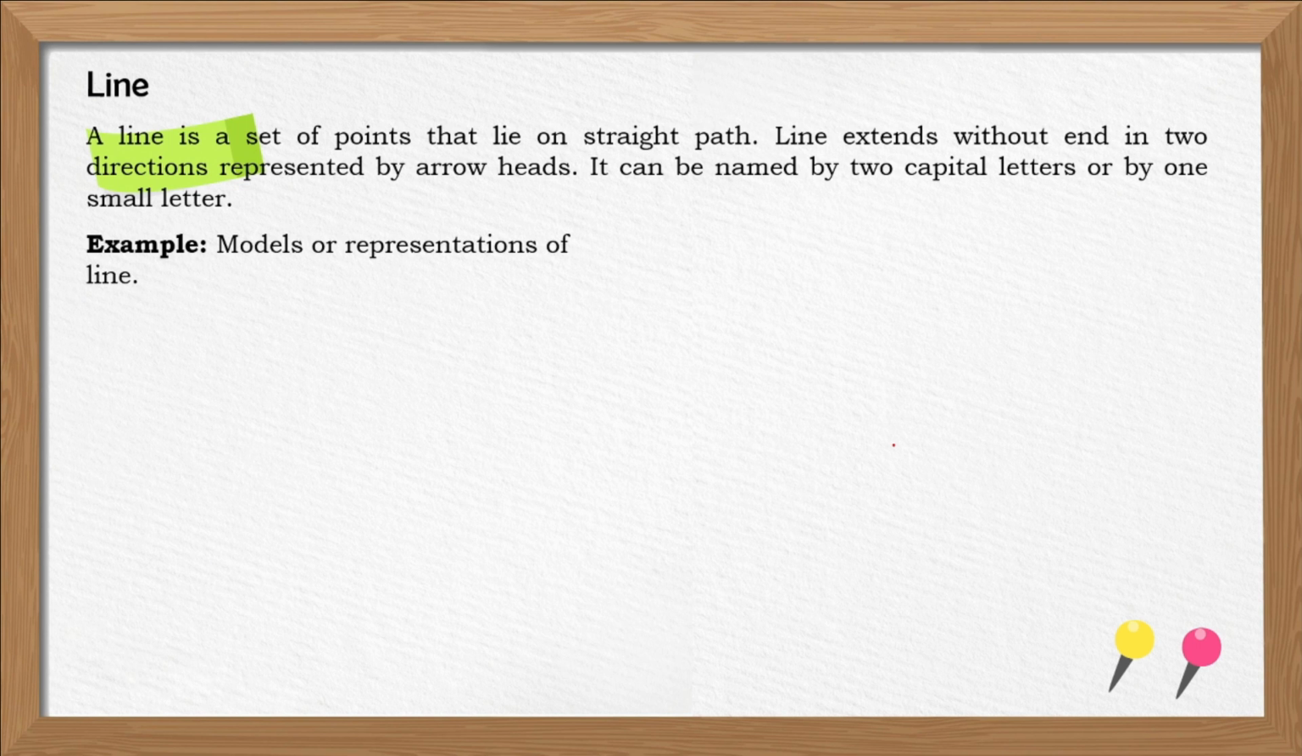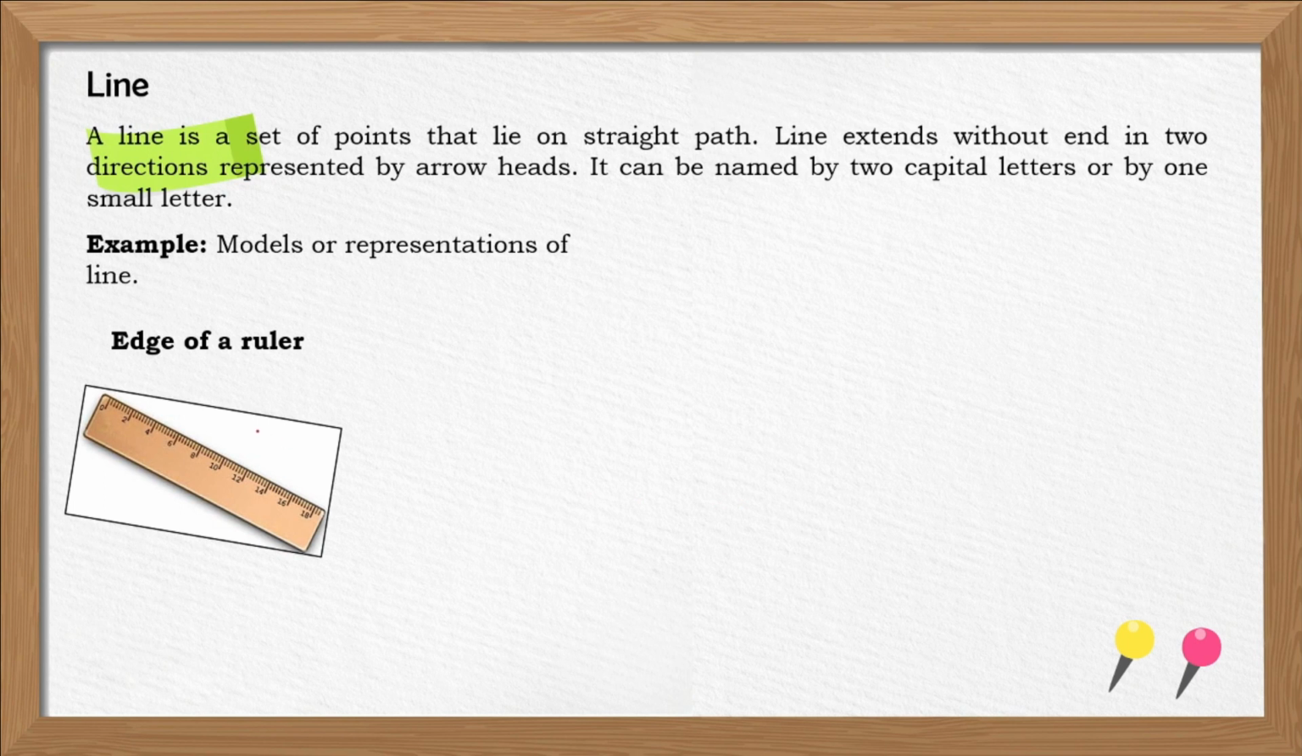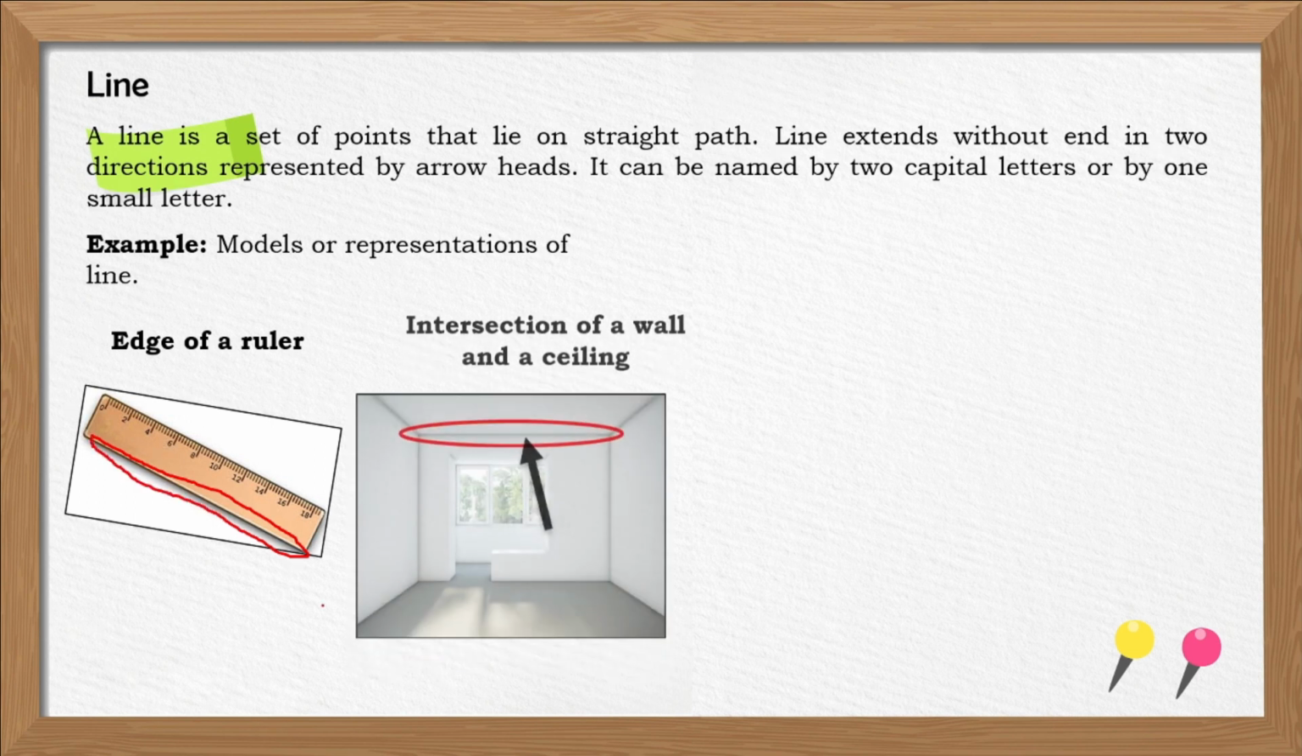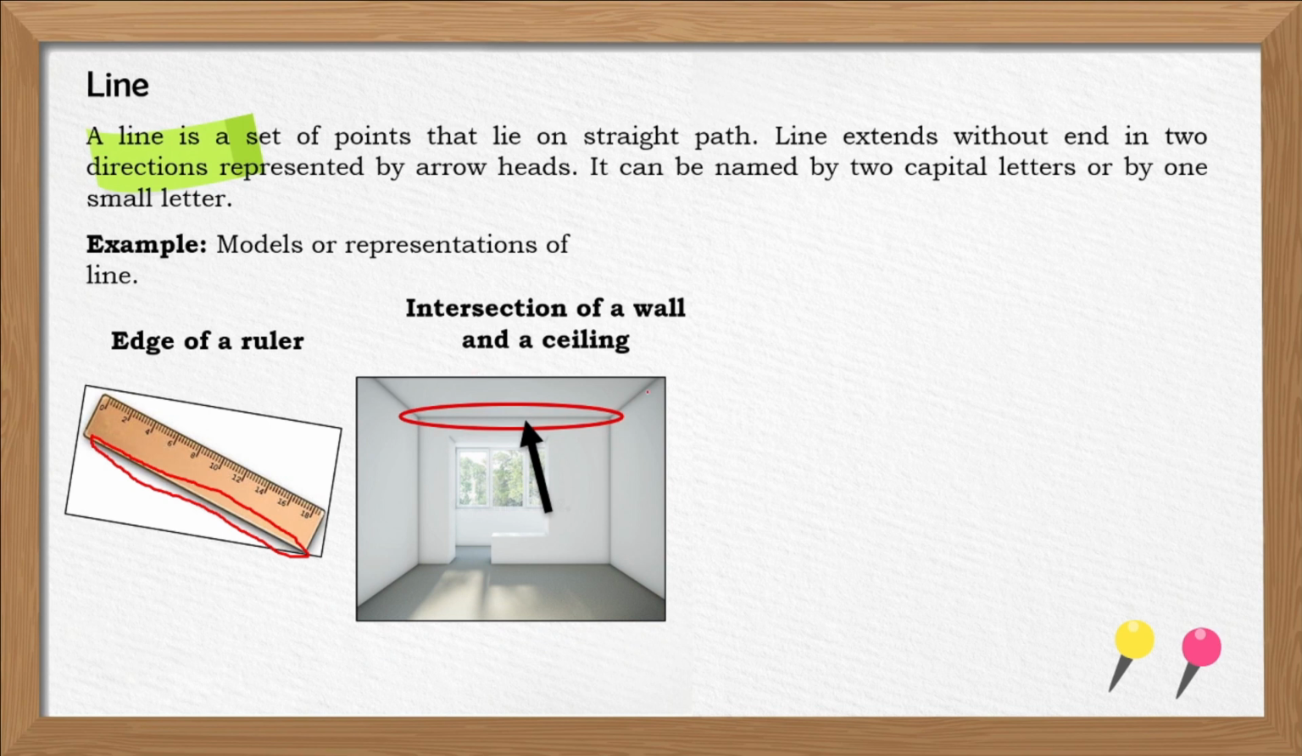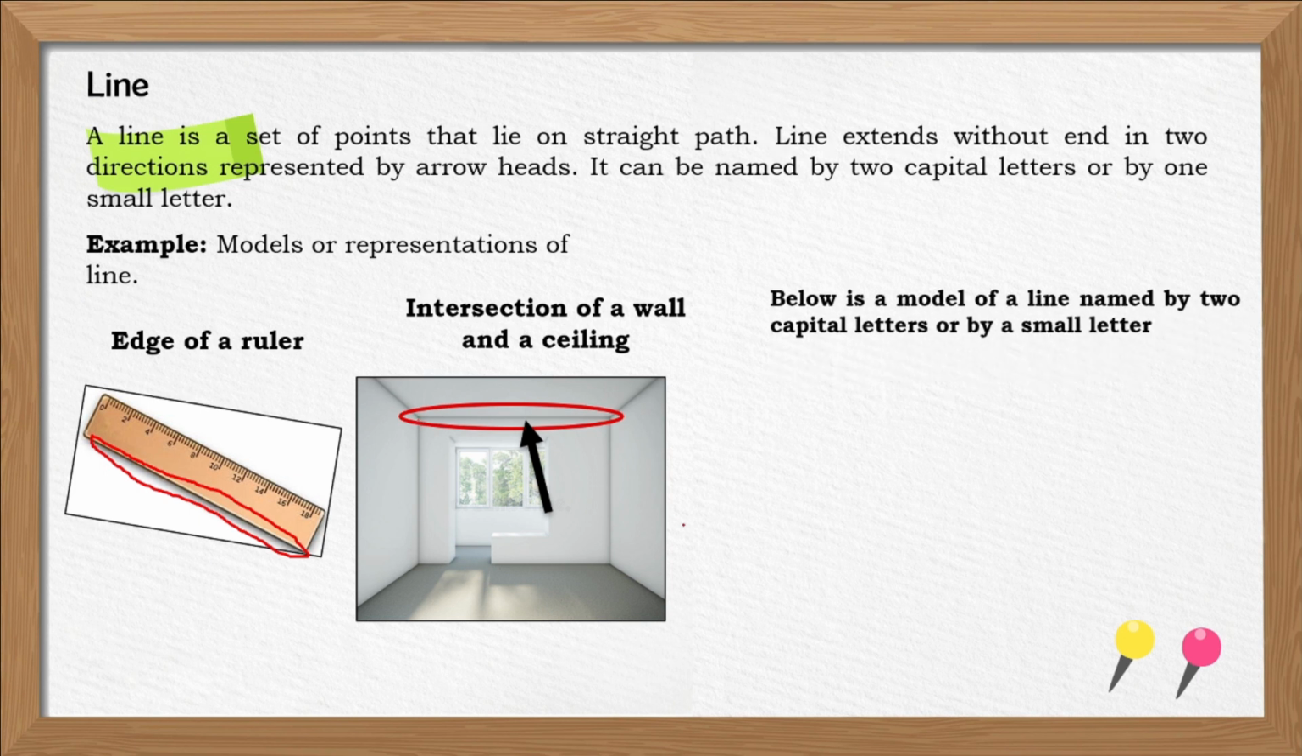Let us have models or representations of a line. We have the edge of a ruler. So as you can see, the edge of a ruler is a representation of a line. Another one, we have the intersection of a wall and a ceiling. So as you can see, when the edge of the wall and the edge of the ceiling meet, it represents a line.